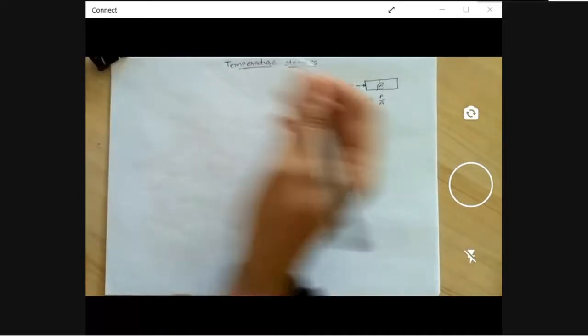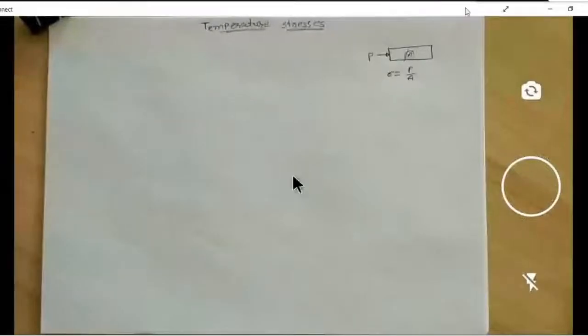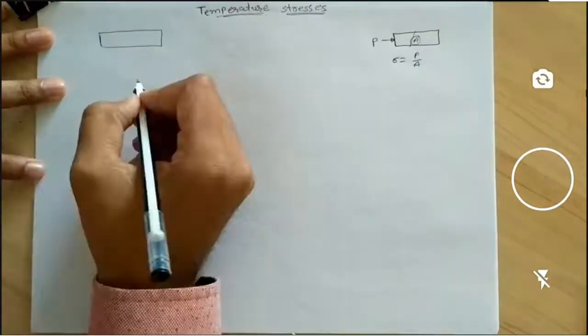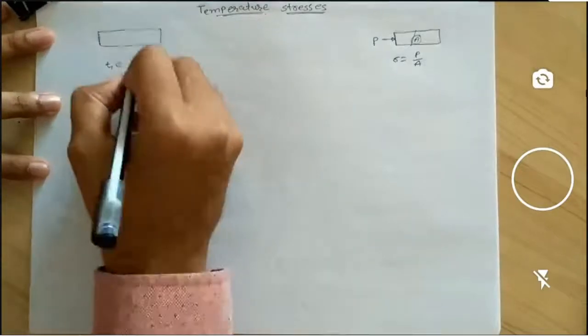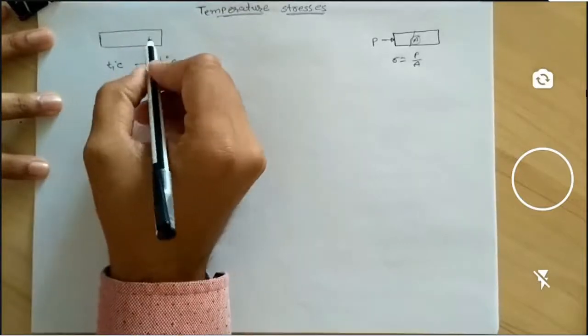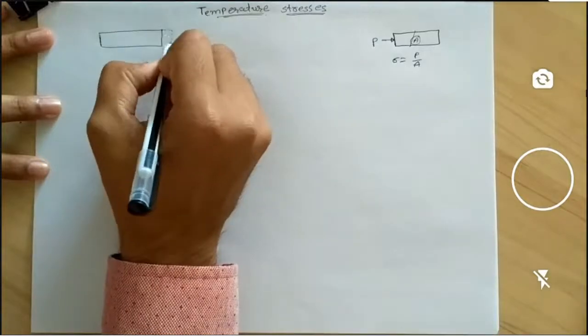Temperature stress means stress generated due to temperature changes. If there is a temperature change, what stresses are generated within the member? First of all, we consider a member like this, initially at T1 degree Celsius, and if the temperature is increased from T1 to T2 degree Celsius, then its length also changes according to the changing temperature.